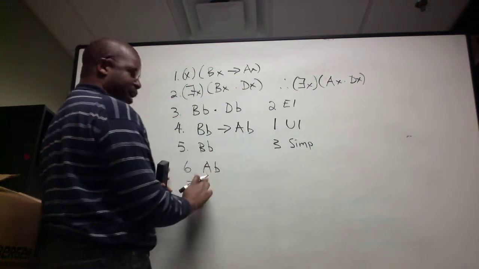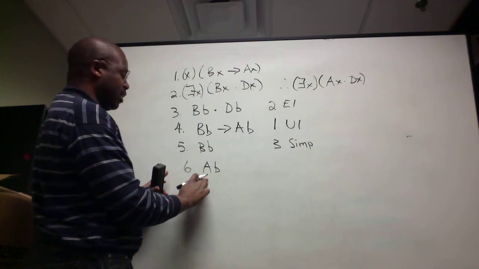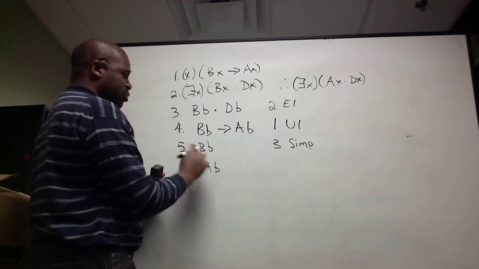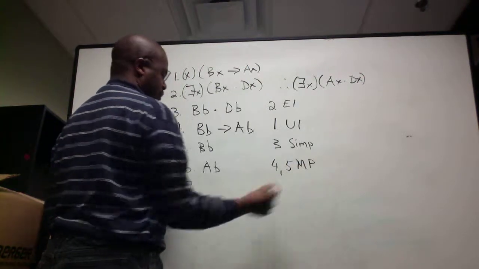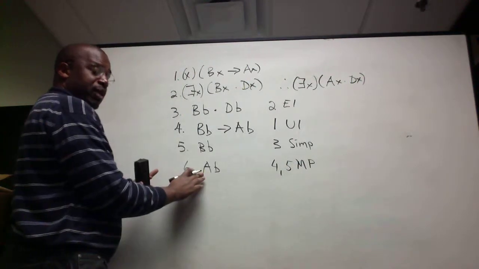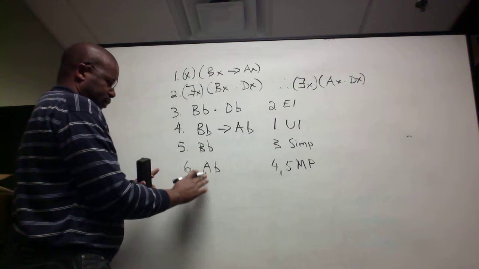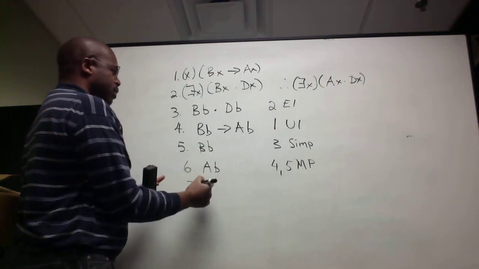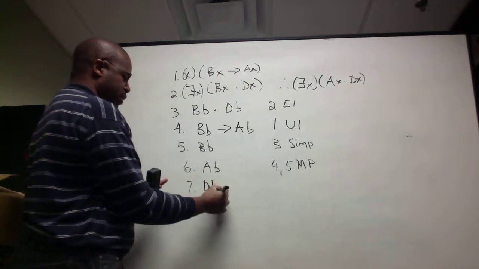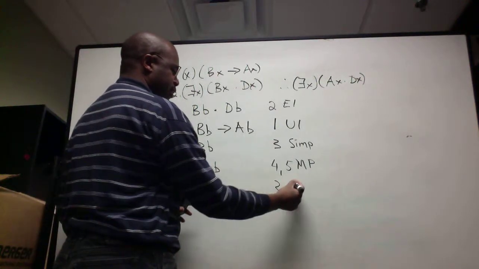So 6, 4 and 5. Sorry, how did I arrive at 6? I did not even tell you that. So let me tell you. 4, 5 modus ponens. That allows me to arrive at Ab. Now simplify this. 3, and you have Db, and say 3 simplification.